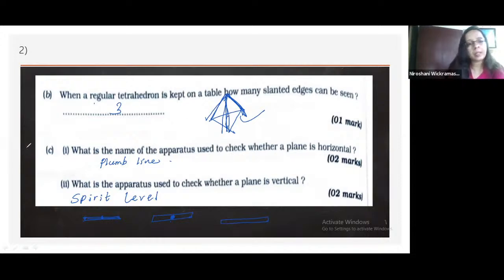Vertical means like this, perpendicular, like walls and all. We want to check whether they are straight. So using the plumb line, and to check the floor, we have to check whether they are balanced, straight, not slanted. So we are using split level.